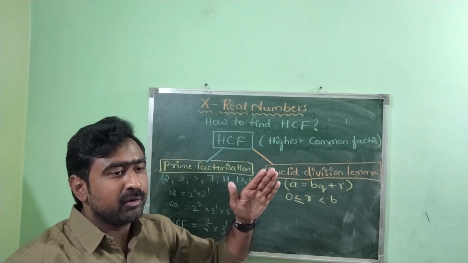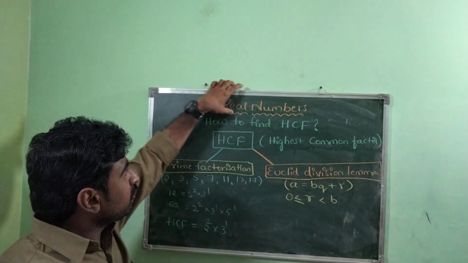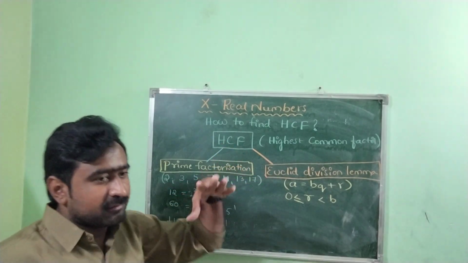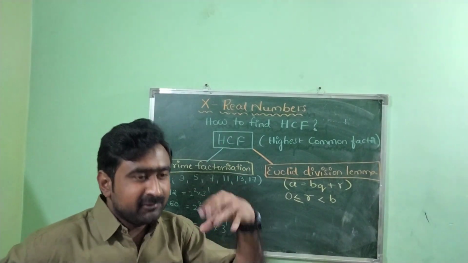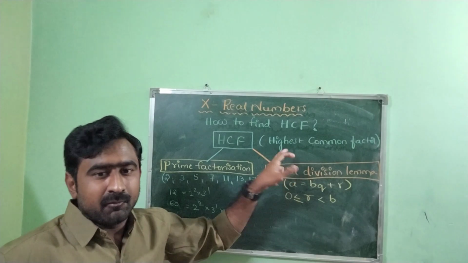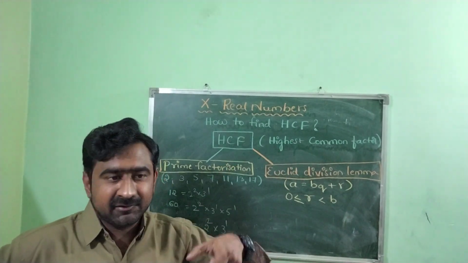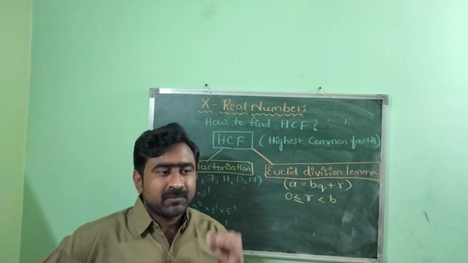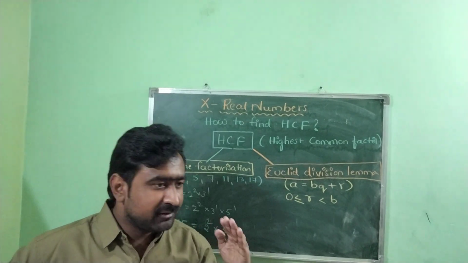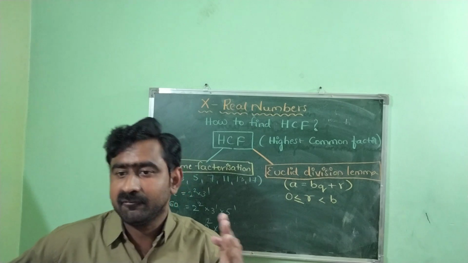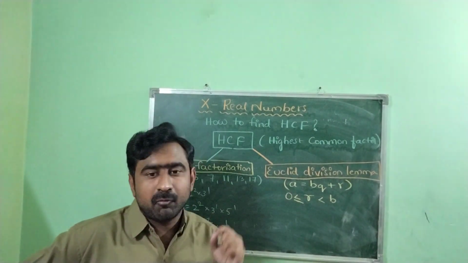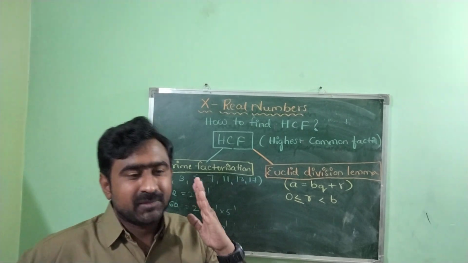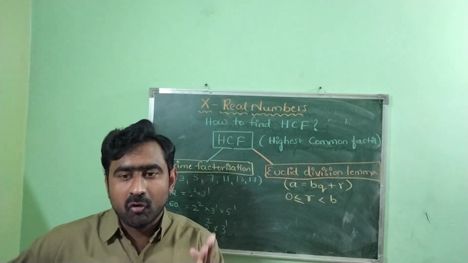If you look at the board, you will find the heading, how to find HCF. First of all, we need to know the meaning of HCF. H stands for highest, C stands for common, and F stands for factor. So HCF stands for highest common factor. That is the basic point we need to know before finding the HCF for the given numbers.